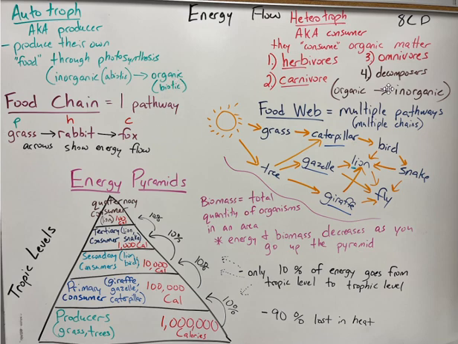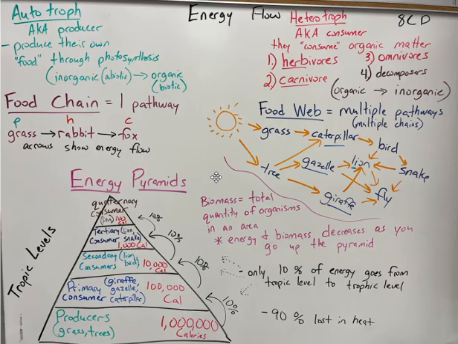It's a cycle. So heterotrophs eat other organisms. Decomposers turn organic material into inorganic material. So autotrophs, heterotrophs, we've got consumers and decomposers over here. Over here we've got producers.